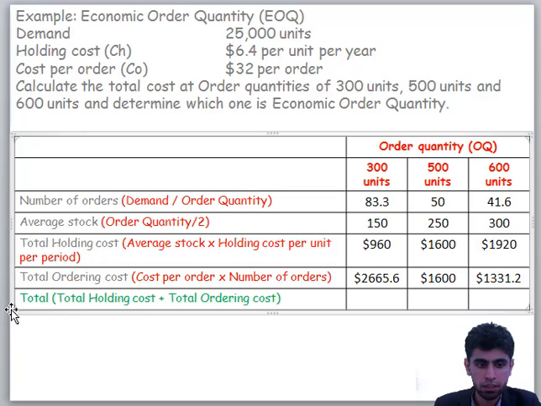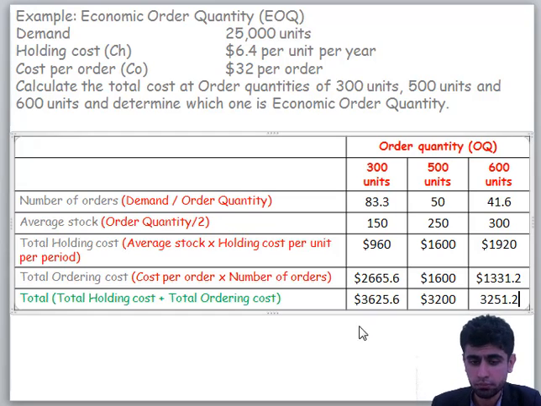Now we have to calculate the total cost. Total cost is just the sum of total holding cost and total ordering cost. So for 300 units, the total will be 960 plus 2665.6, and it gives us 3625.6. Similarly, for the 500 units, the total cost is equal to $3,200, and the total for our third order quantity, which is 600 units, is equal to 1331.2 plus 1920.